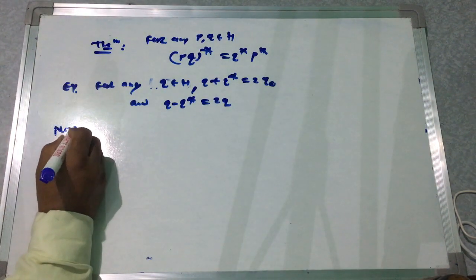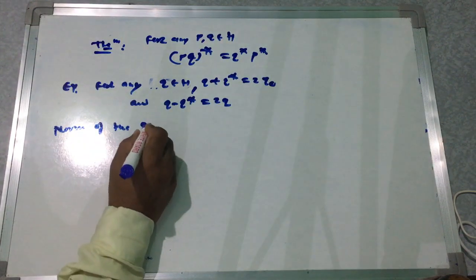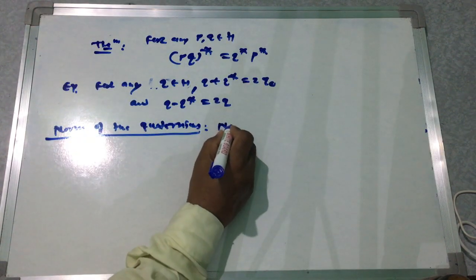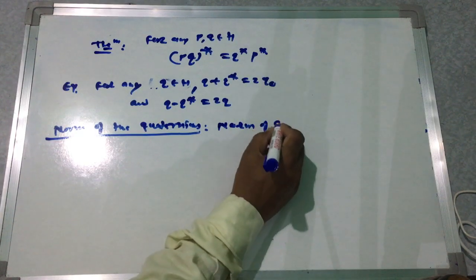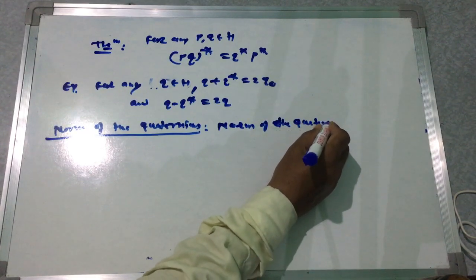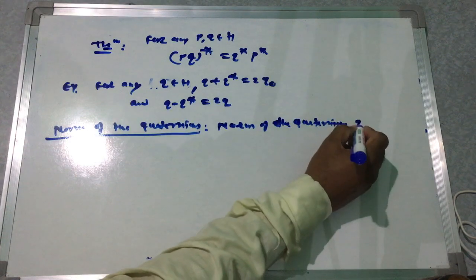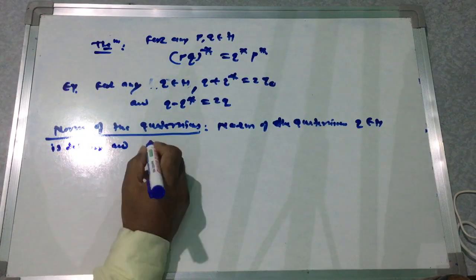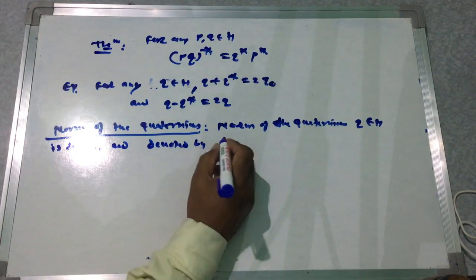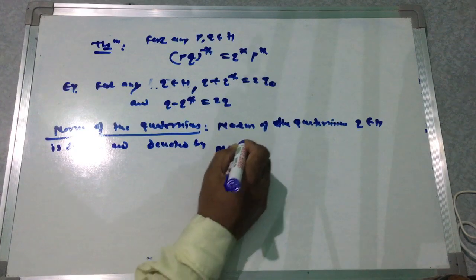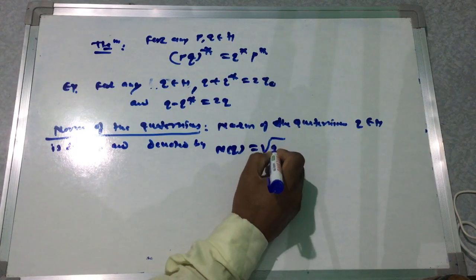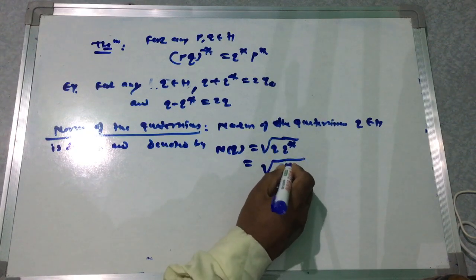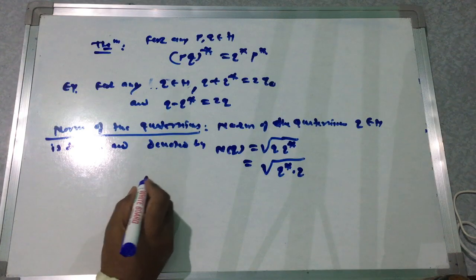Norm of the quaternions. The norm of a quaternion q belonging to H is defined and denoted by n(q), which is nothing but q into q star, that is equal to q star into q.